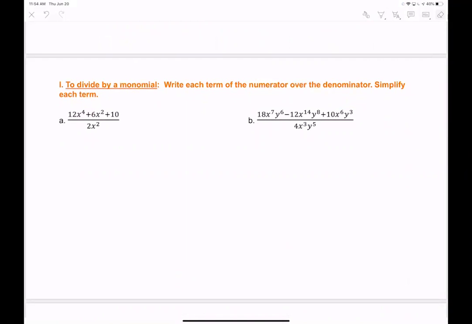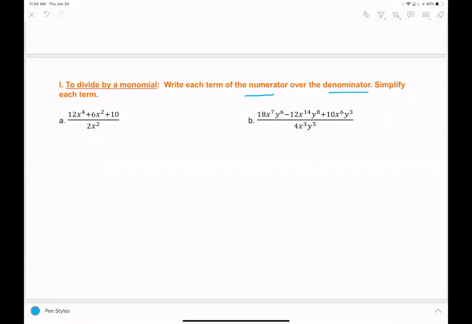We're going to look at three different division problems of polynomials. In the first one, we're going to look at when we're dividing by a monomial. And remember, a monomial is one term. So when dividing by a monomial, all we do is write each term of the numerator over the denominator.